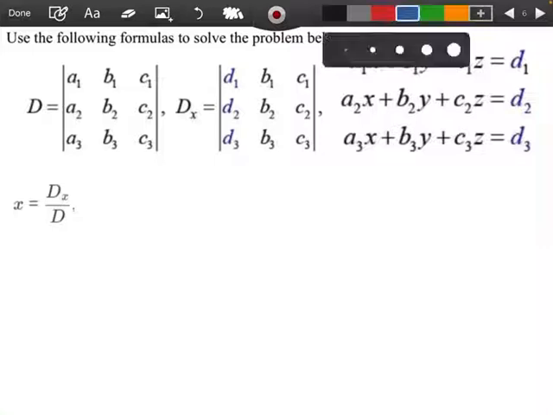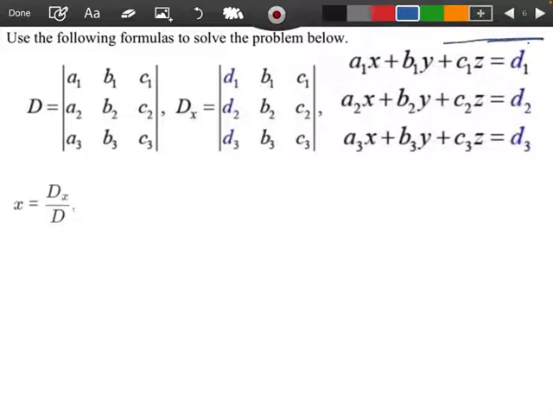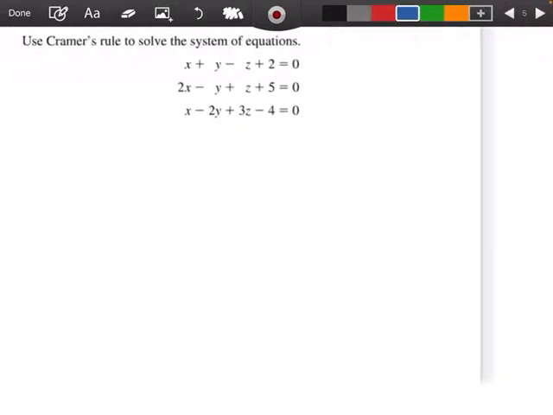Okay, so the first thing I want you to notice is that my system needs to be in this format right here, where I have my x, y, and z terms all on one side and my numbers on the other. And so the first thing I notice is that these numbers here, y'all, need to move across.